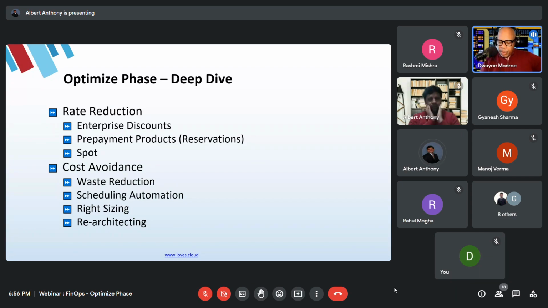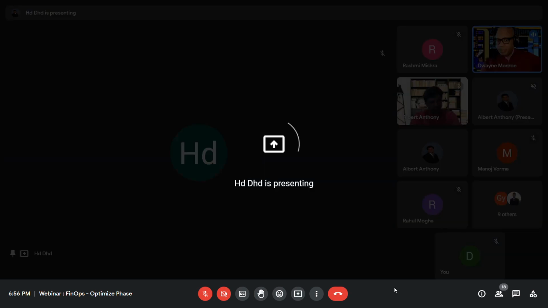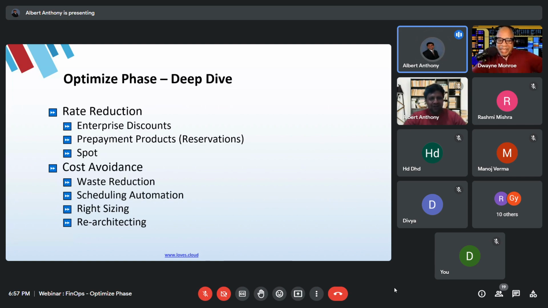Cost avoidance is, of course, waste reduction. What is an example of waste? Well, let's say that the dev team has spun up a number of resources that they no longer need, and those resources are still running. They may even be shut down, but perhaps they are still generating bills because there are still disks and network connections associated with them. The use of scheduling and automation for deployments and for shutdowns, for example, is very critical.